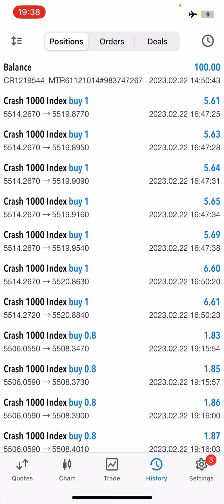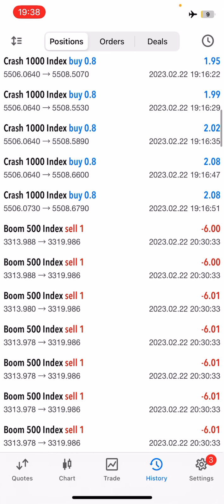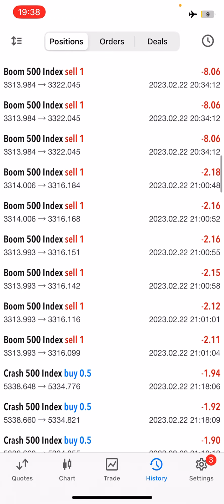As you can see, we made a deposit on the 22nd of February 2023. So this is for 2023. This is not an old strategy. And as you can see, these are some of the trades that I took. We only made 2 losses.